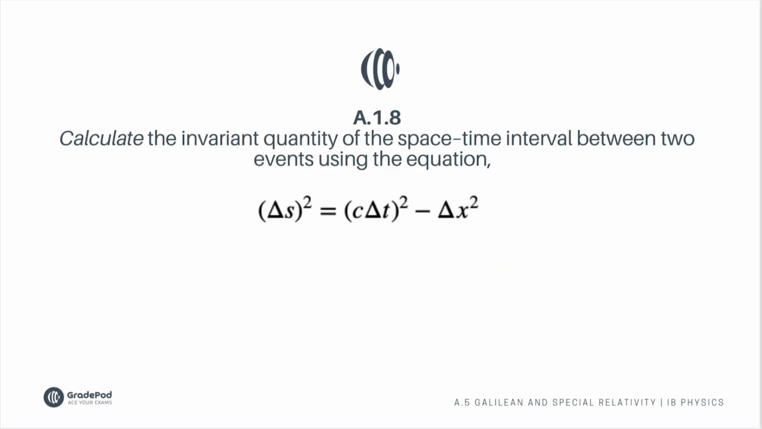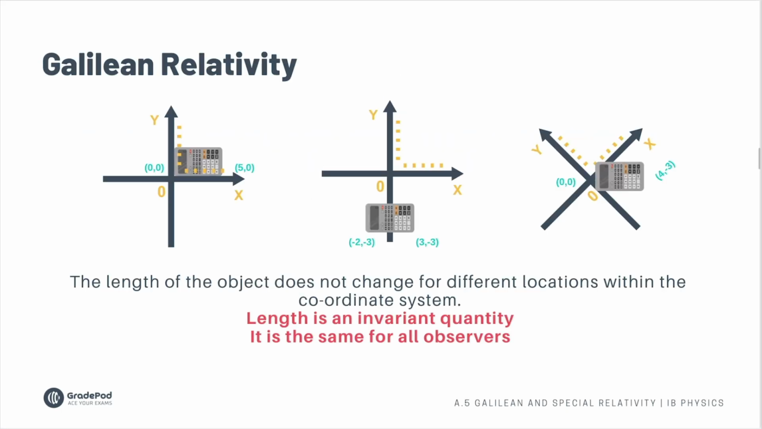This learning objective is a bit of a mouthful with a quite complicated looking equation, so let's have a look at it in more detail. We're looking at something called the invariant quantity, and we'll head back to Galilean relativity. If you think about the normal world, as we would call it, Galilean relativity, and you had a calculator, and you measured the length of the calculator as 5 units. Wherever you put that calculator in that frame of reference, it still has a length of 5 units, right? The length of the object doesn't change no matter what location you put it in. Length is an invariant quantity. It doesn't change, and it's the same for all observers.